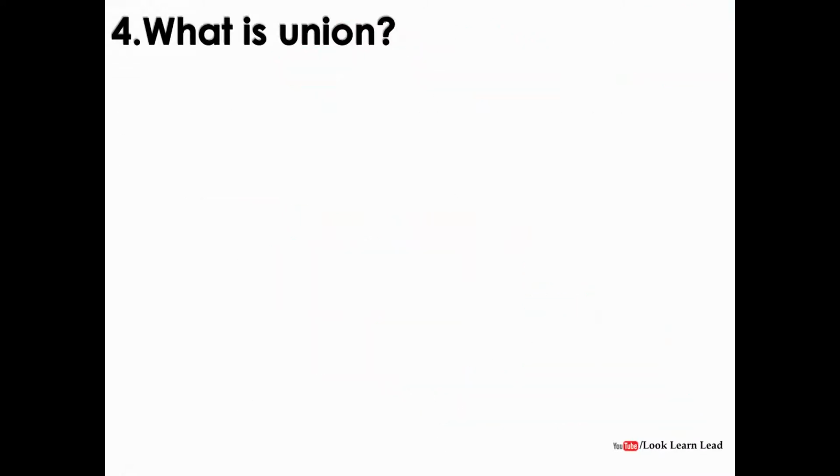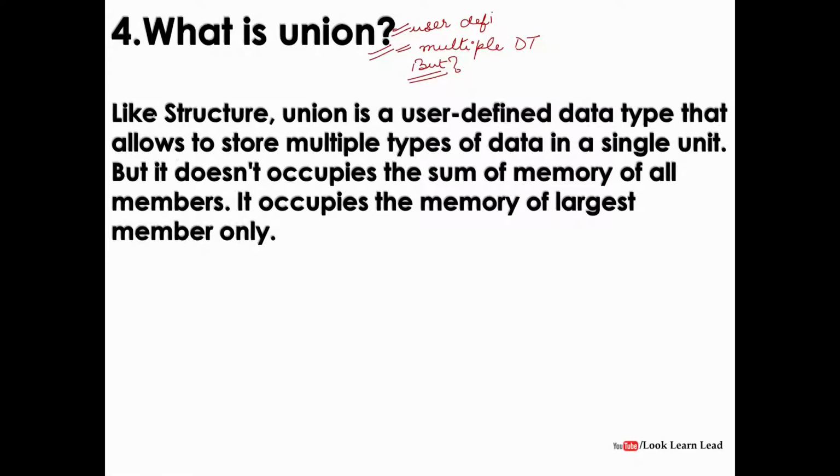That is union. Like structure and array, union is also a user defined data type. Second, like structure, it can store multiple data types. But there is a difference. What is the difference? Let's see. Like structure, union is a user defined data type that allows to store multiple data types in a single unit. Okay, but what is that but?